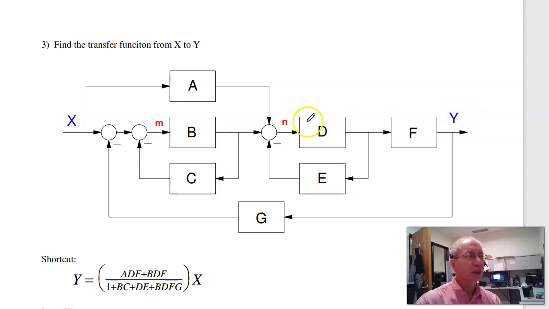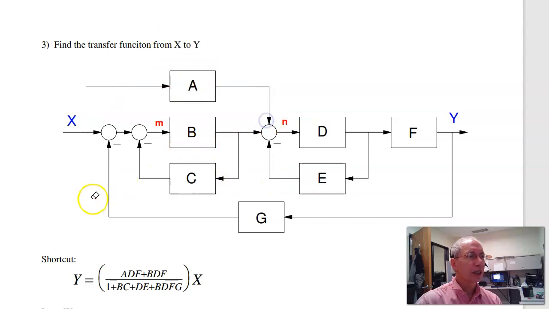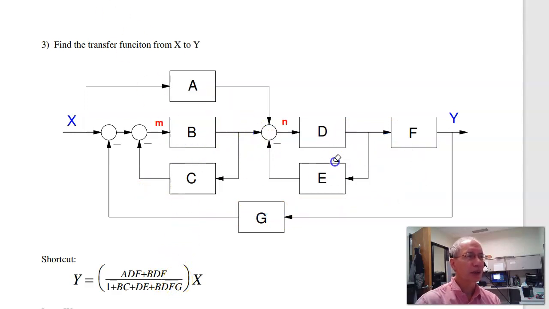Now there's a couple approaches. One is the shortcut. I would say going from x to y, here's one path, BDF. Here's another path, ADF. And that's about it. So that's the numerator. The denominator is 1 plus the loop gains. So here's one loop, BD. Here's another loop, DE. Here's a third loop, BDFG. That's the shortcut. That usually works, occasionally misses terms.